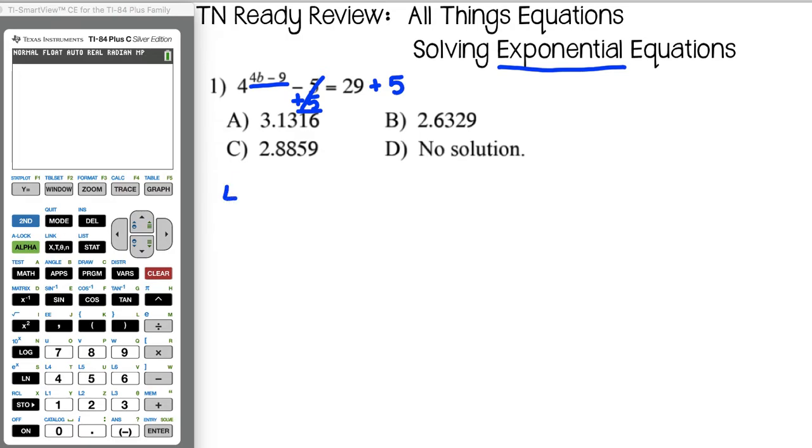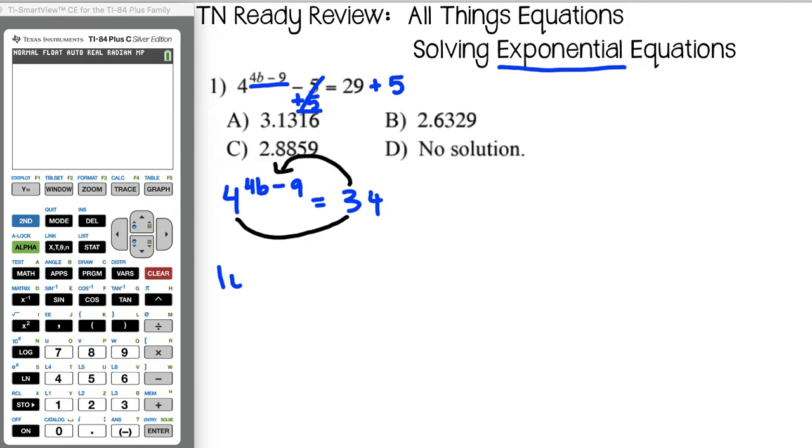So now I'm left with 4 raised to the 4b minus 9 is equal to 34. All right, I'm one step closer to solving it. Now I've got to figure out a way to get this b out of here so that I can solve it. And the easiest way to do that is by using logs. So I'm going to take what I call a trip around the world. And what I basically mean here is I'm going to write it in logarithmic form.